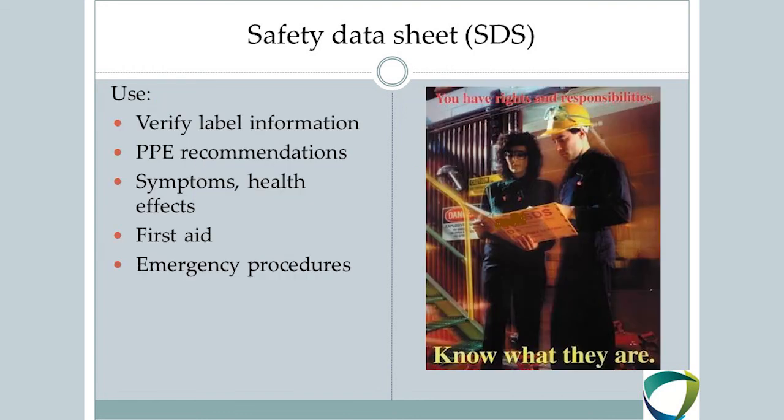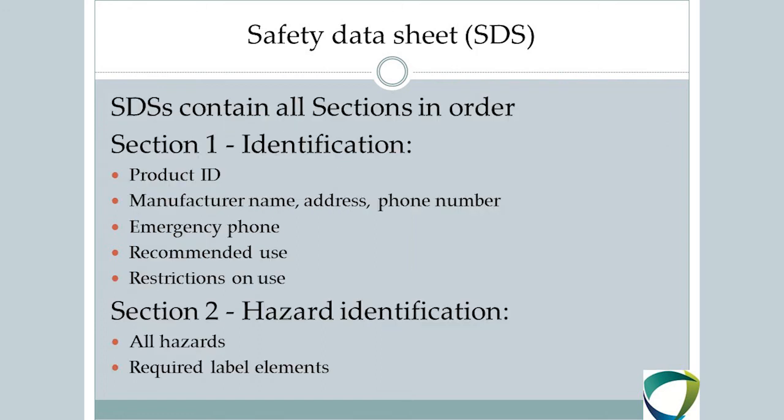There are many reasons why employees would want to check the SDS. For example, you may want to verify label information, determine if you're using the recommended PPE, learn about the symptoms of any health effects related to exposure to the chemical, and review recommended first aid and emergency procedures. Safety data sheets must contain the following sections in the order listed.